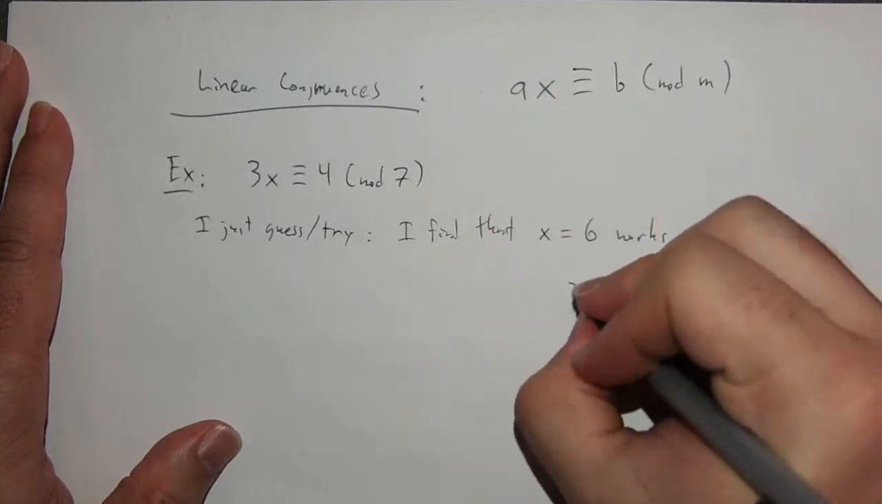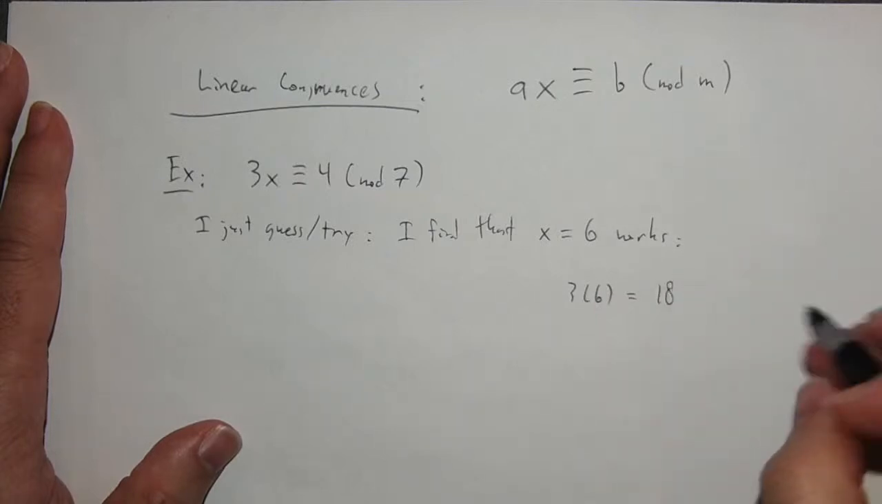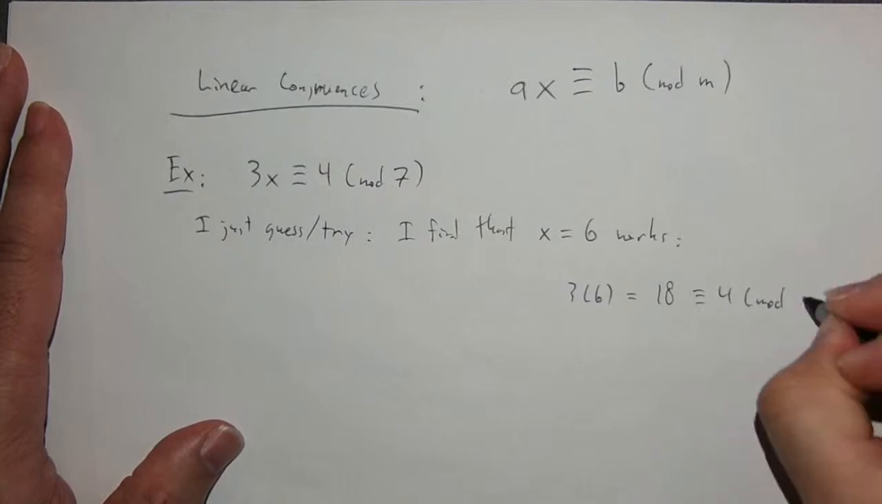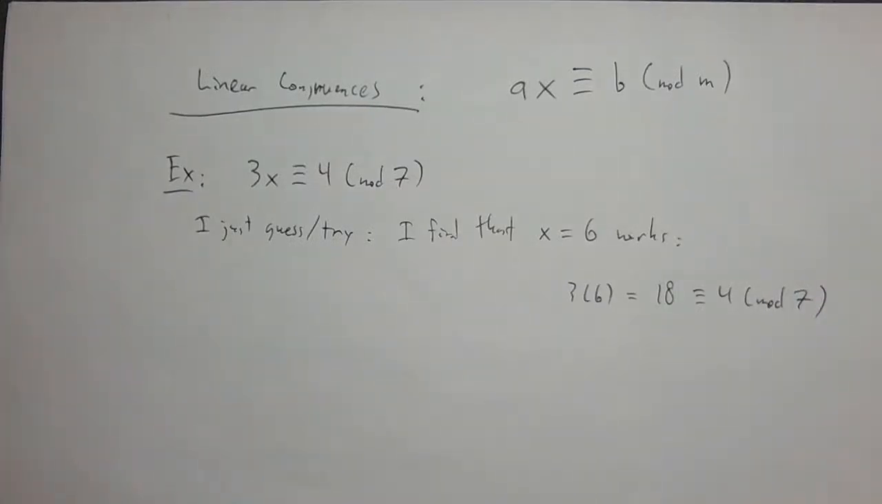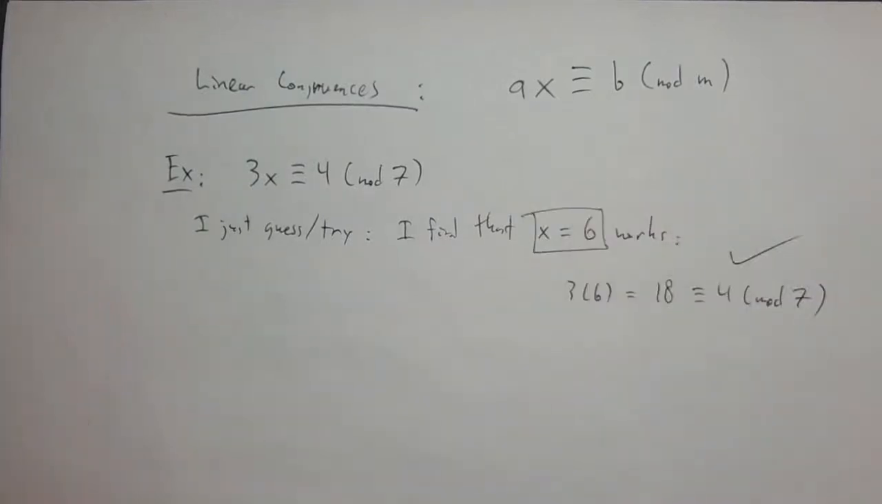So note 3 times 6 is 18, which is indeed congruent to 4 mod 7. Right. Okay, so that works. But obviously this is just blindly trying values, that's never a thing that we want to be doing ideally. And so it's not clear what I should do in a case like this, right?